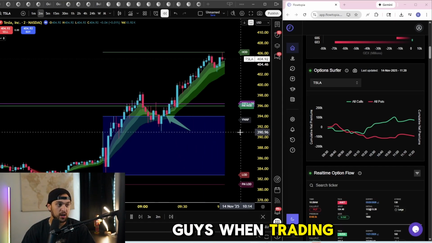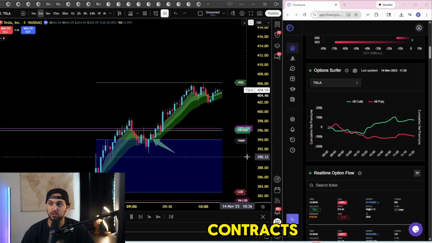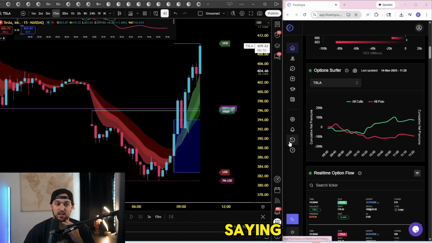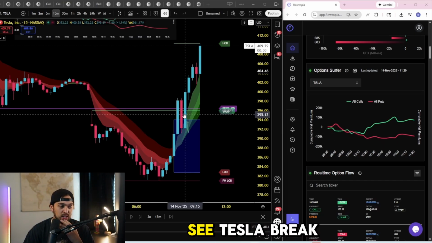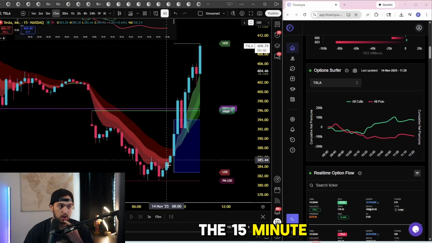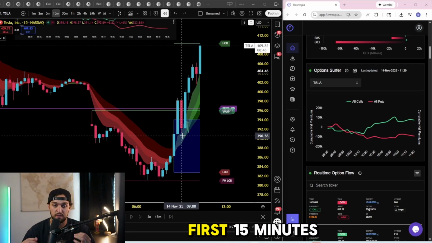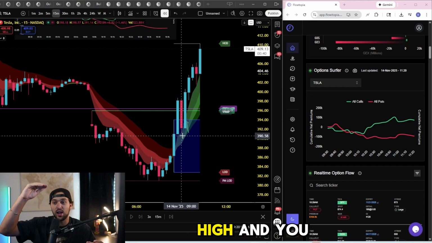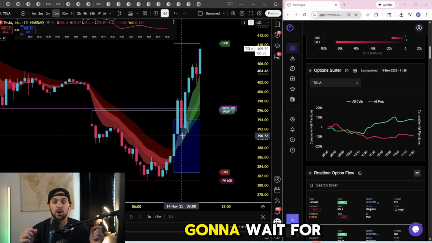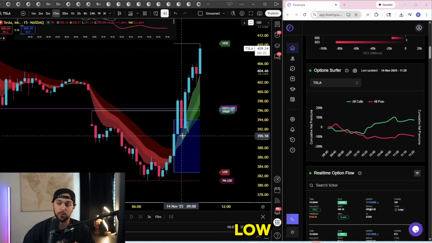Guys, when trading this strategy with option contracts, the goal is to see what the data is saying. So if the data is saying calls, then we want to see that upside breakout. We want to see Tesla break the 15-minute opening range, which is the first 15 minutes in the market open. So from 9:30 Eastern to 9:45 Eastern, you mark the high and you mark the low. And then you're going to wait for a breakout of that high or low.